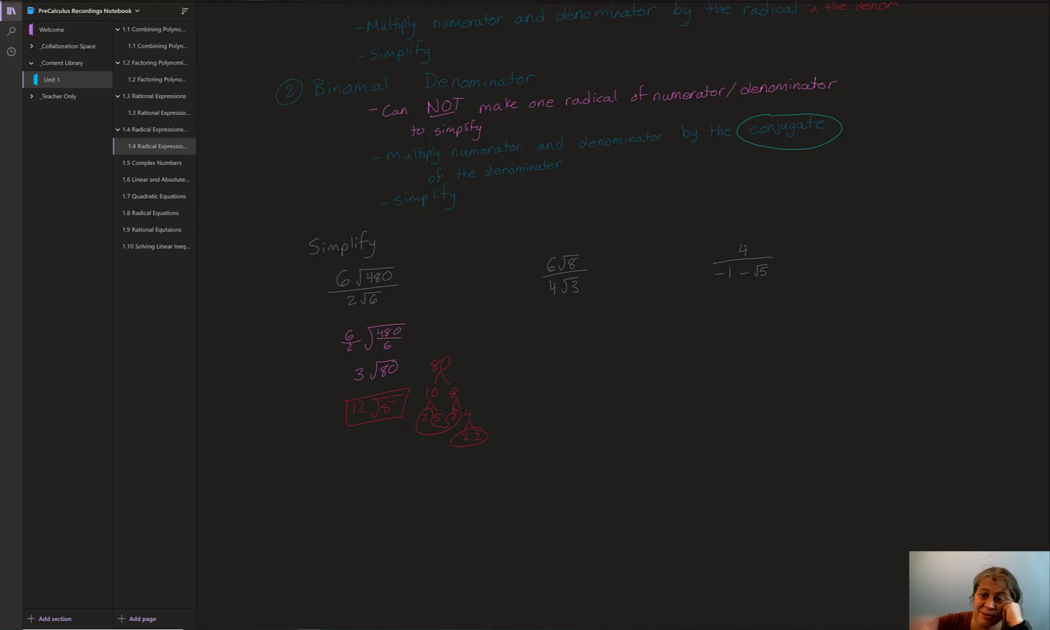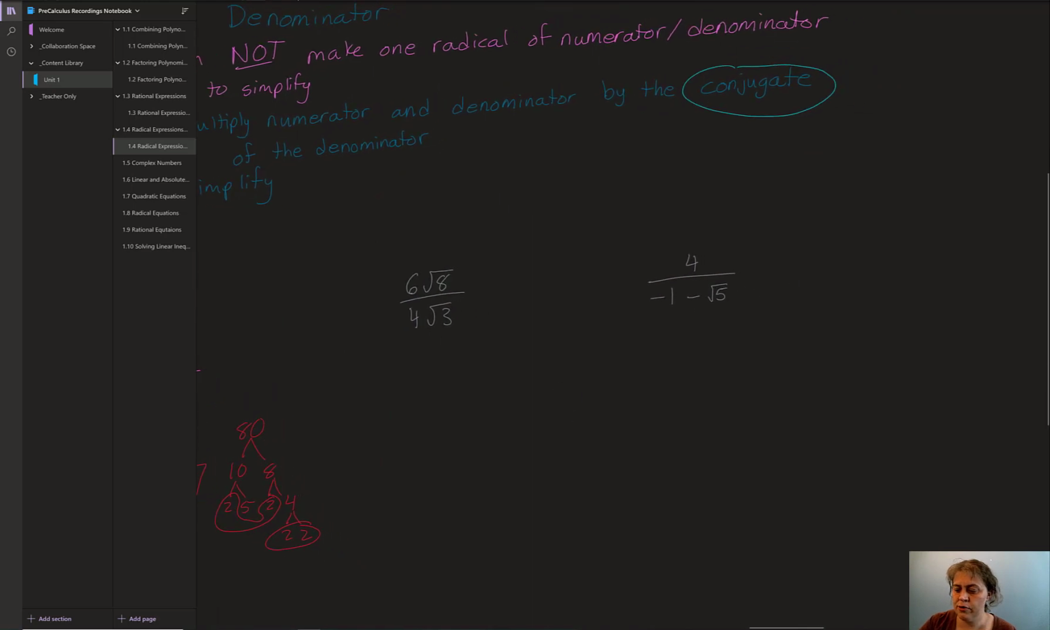It's not going to work on the next one. It's just not going to work. 8 and 3, you can't divide 8 by 3. No! Okay, so this time we're actually going to have to do our rationalizing thing. What we're going to do is multiply the top and the bottom by the square root of 3. I can always multiply a fraction by 1, and any number over itself is 1. So I can do this. Totally legit. This becomes 6 square root 24 over 4 square root 9.